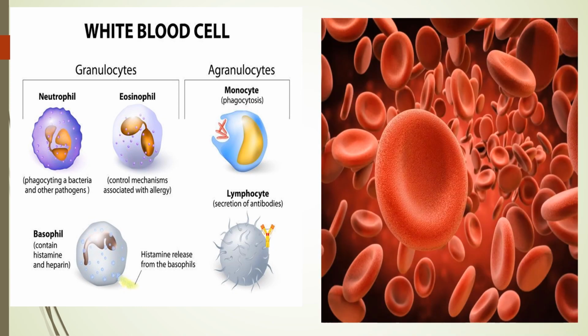Now this is a slide of red blood cells in the circulation. You can see they are of red color, they are full of hemoglobin. As far as their shape is concerned, they are round, and you can see that the margins or edges are thicker than the center. So they have a biconcave shape.